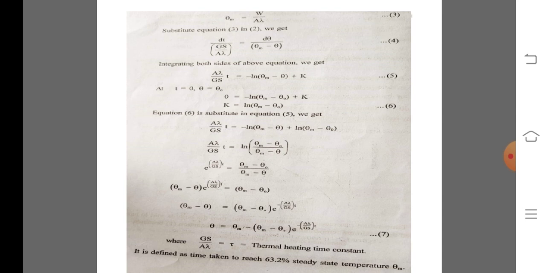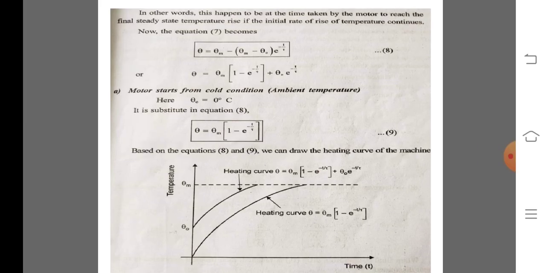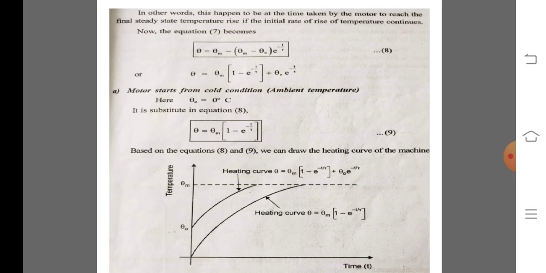Finally we get theta equal to theta m minus theta m minus theta 0, into e to the power of minus A lambda by Gs into t. So we take Gs by A lambda equal to tau, the thermal heating time constant. Already I told you the steady state temperature theta m is reached at 63.2 percent. Now we just apply the same to the cooling method.